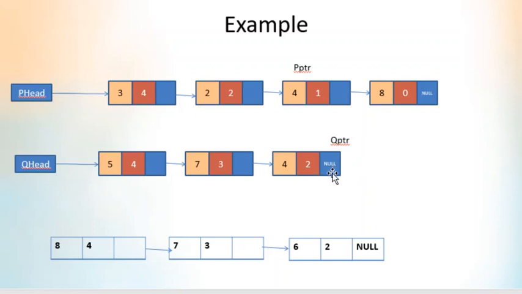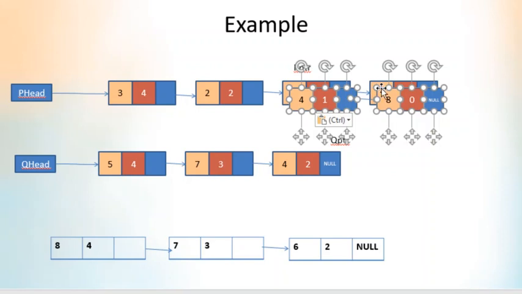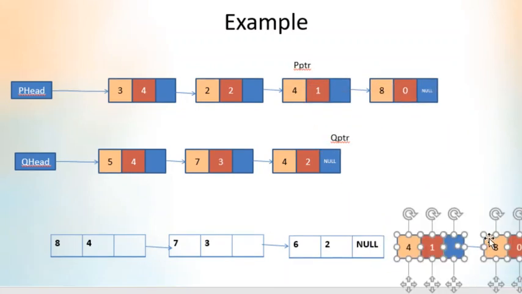Q pointer is null and p pointer is still not null. There are more nodes in the first polynomial. So since q pointer has become null, there is no need for comparing again. You can simply add the rest of the nodes of polynomial p to the resultant polynomial. So you can just add these nodes to the resultant polynomial.